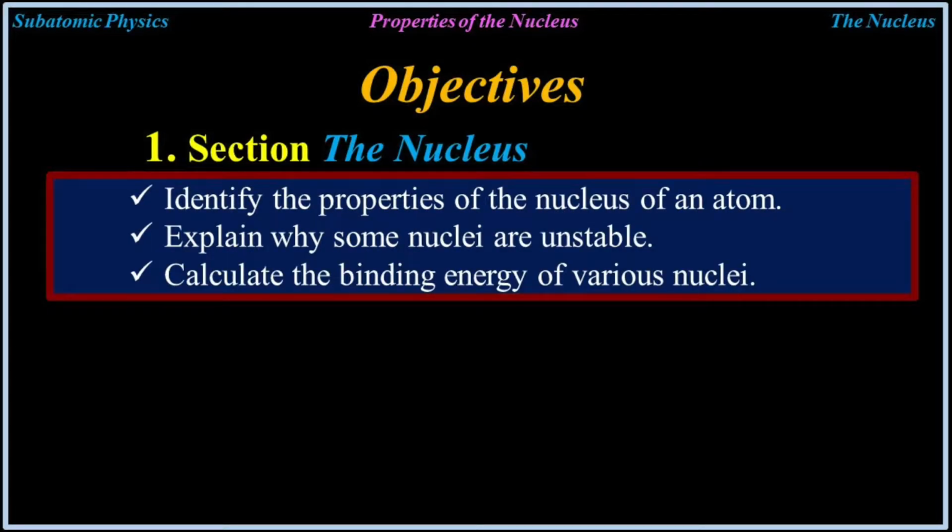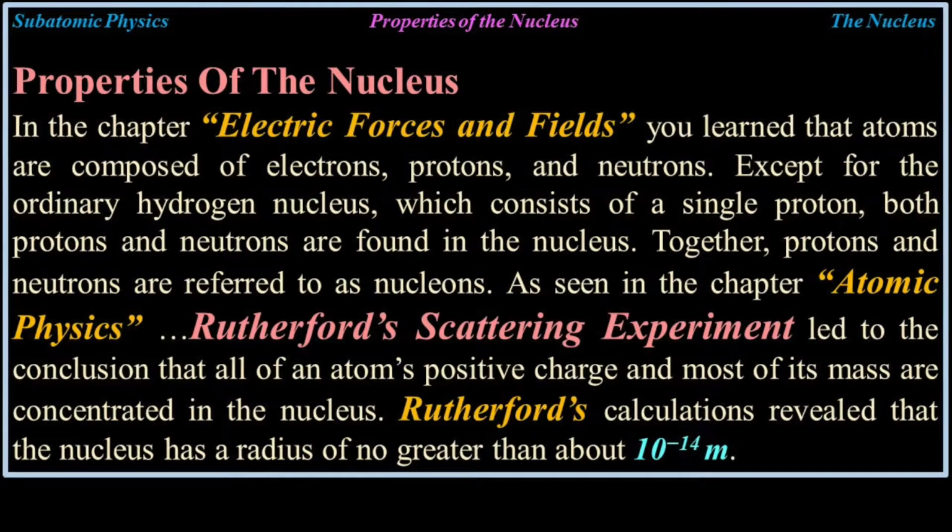Objectives, Section 1, the nucleus. 1. Identify the properties of the nucleus of an atom. 2. Explain why some nuclei are unstable. And 3. Calculate the binding energy of various nuclei.